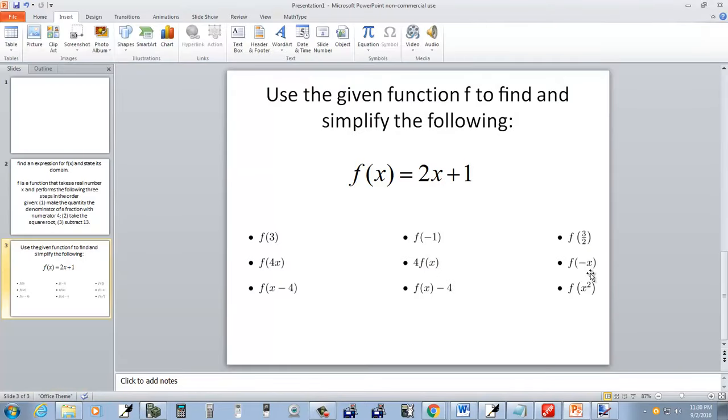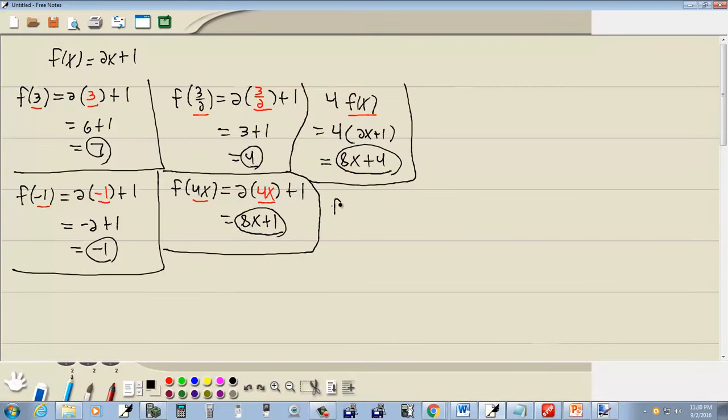Our next one is f of negative x. And evaluating is always the same. We go back to our original function, and you replace your x with a set of parentheses. Everything else remains exactly the same, the 2 and the 1. And whatever's inside of parentheses right here is automatically what we're going to put in these parentheses now. 2 times negative x is negative 2x plus 1, and that'll be our answer.